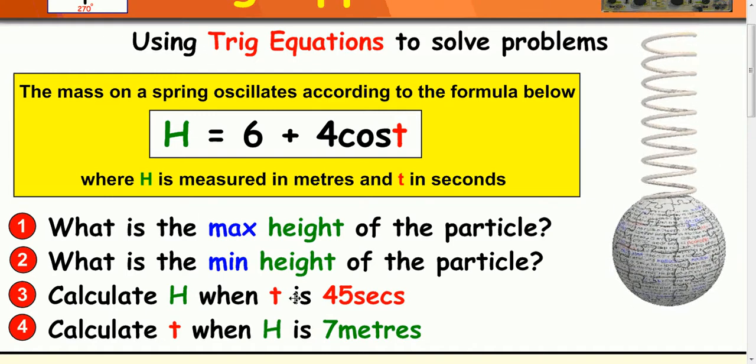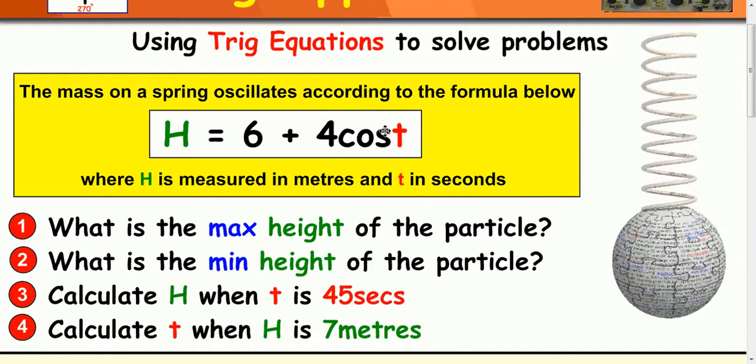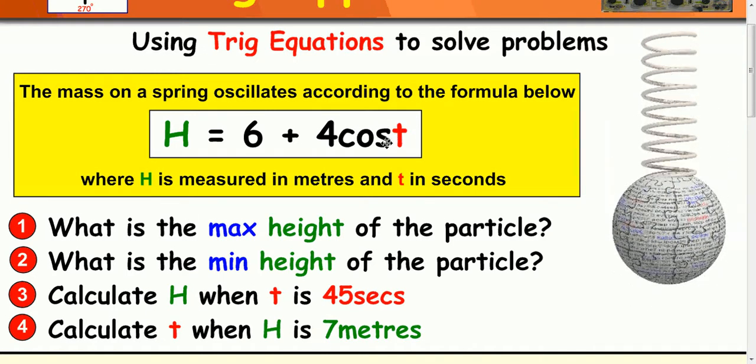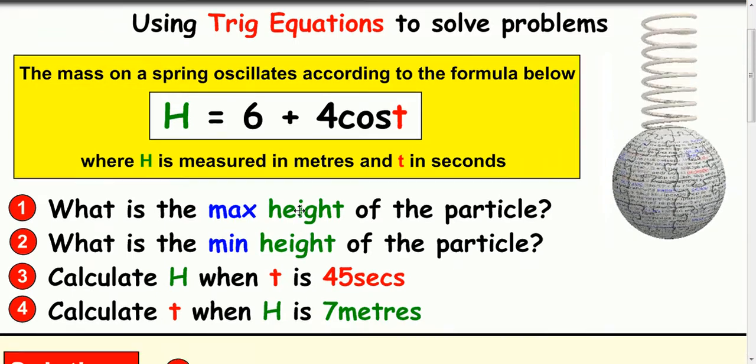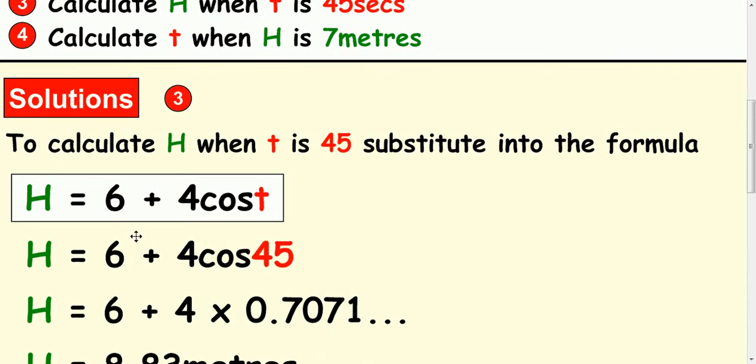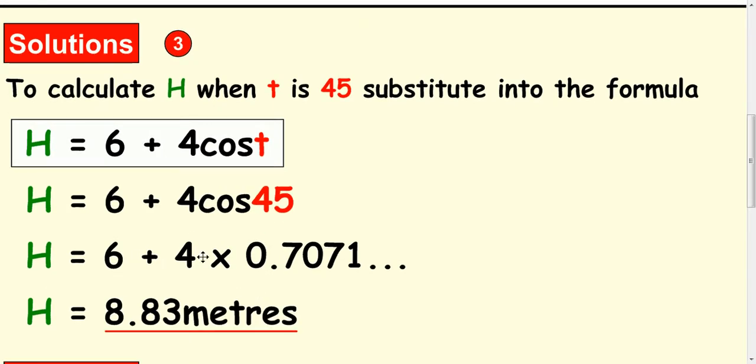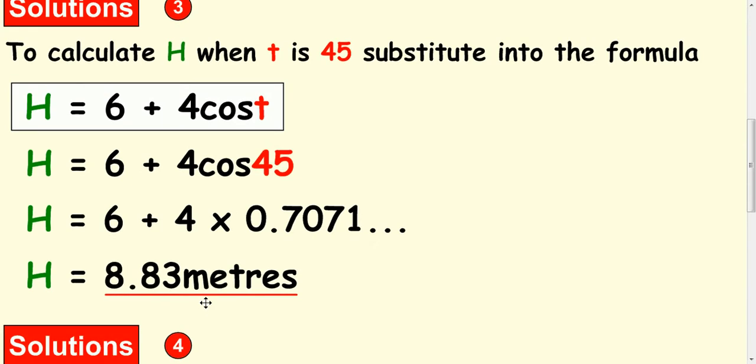For question 3, calculate h when t is 45. Well, you substitute 45 in here and then work it out. So it becomes 6 plus 4 times the cos of 45. In Intermediate 2 or National 5, you would be allowed a calculator for this and you multiply it out and it would come to 6 plus 4 times 0.7071 and you get 8.83.